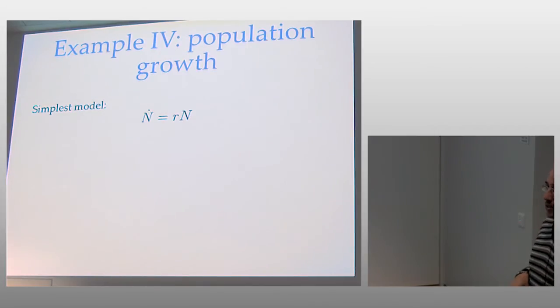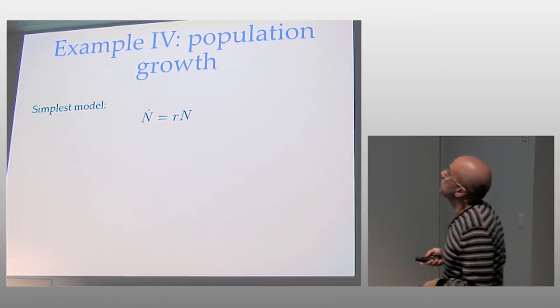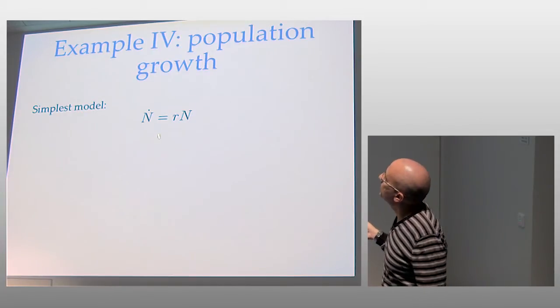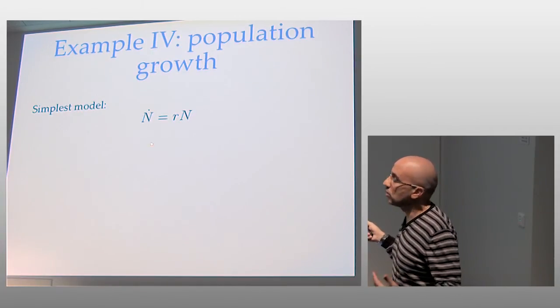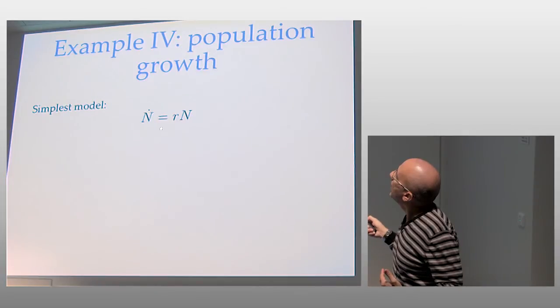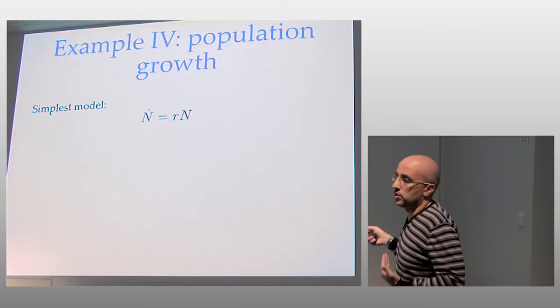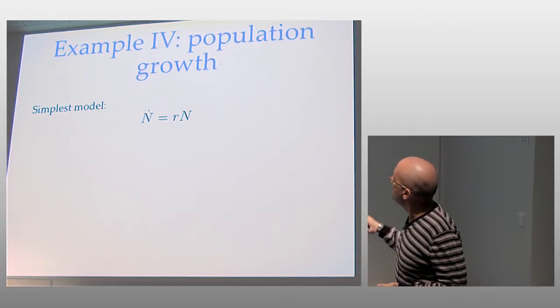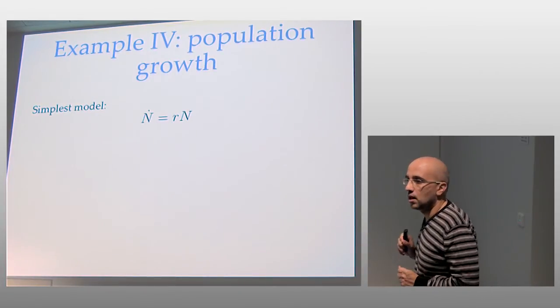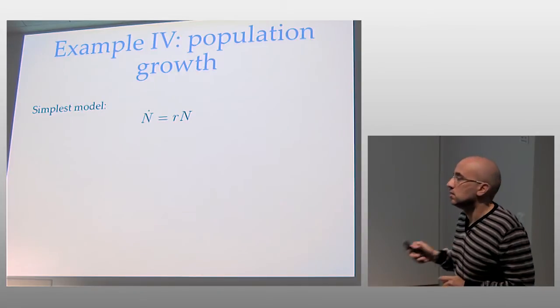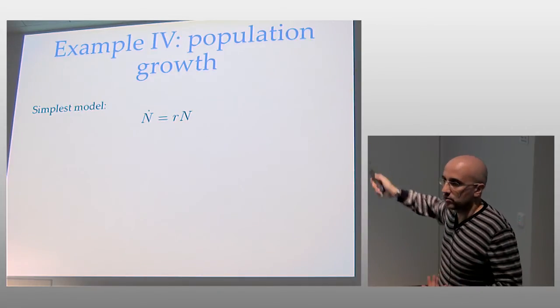the logistic growth. So population growth, the simplest model is this: the population grows at a rate which is linear, so which is proportional to the population itself. This is nothing but this equation here with a coefficient r, the rate of change.